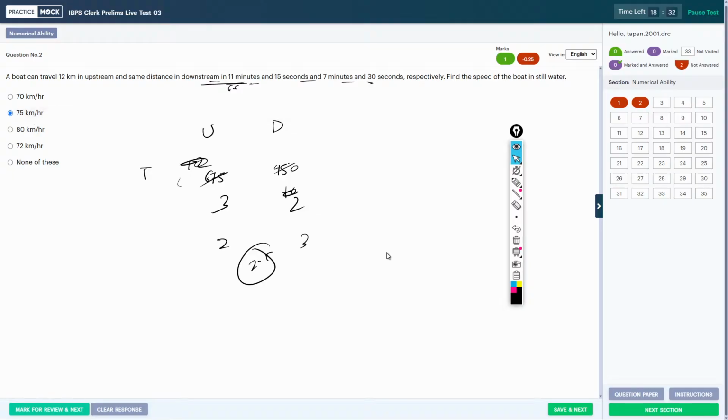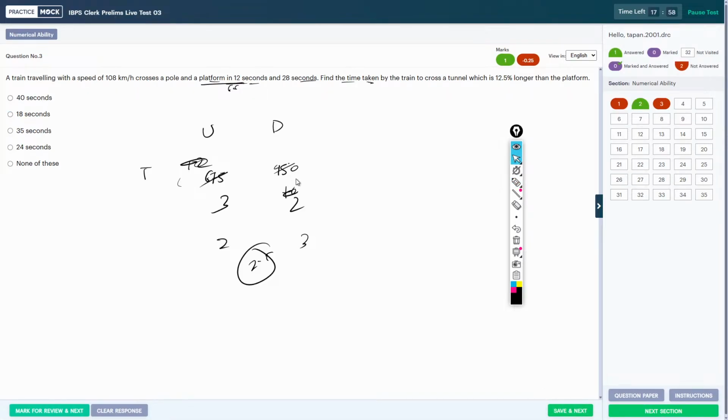This one, I hope this is the answer. I don't have time to check all those things. But it's in fraction, right? I'm saying that upstream speed is 60 then, or what? Nah, bro, I'm just going to skip it.